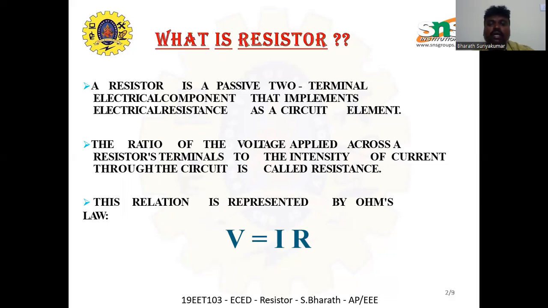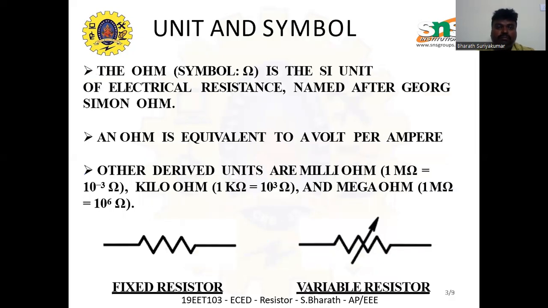Based on this definition, resistance can be given by this relation, represented by Ohm's law, that is V equals I into R. What is the unit and the symbol of a resistor? The ohm, symbolically represented as an inverted omega with two bottom lines, is the SI unit of electrical resistance, named after its inventor, Georg Simon Ohm. An ohm is equivalent to a volt per ampere.